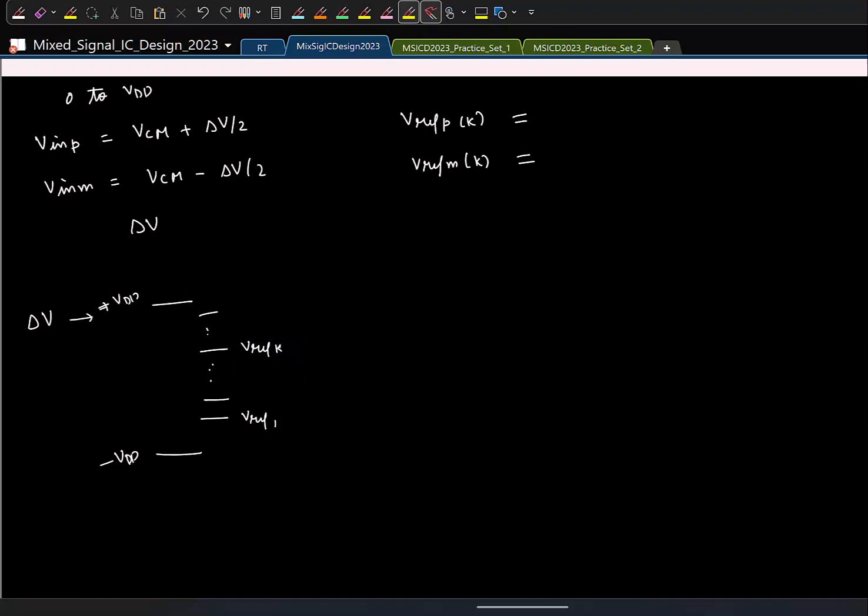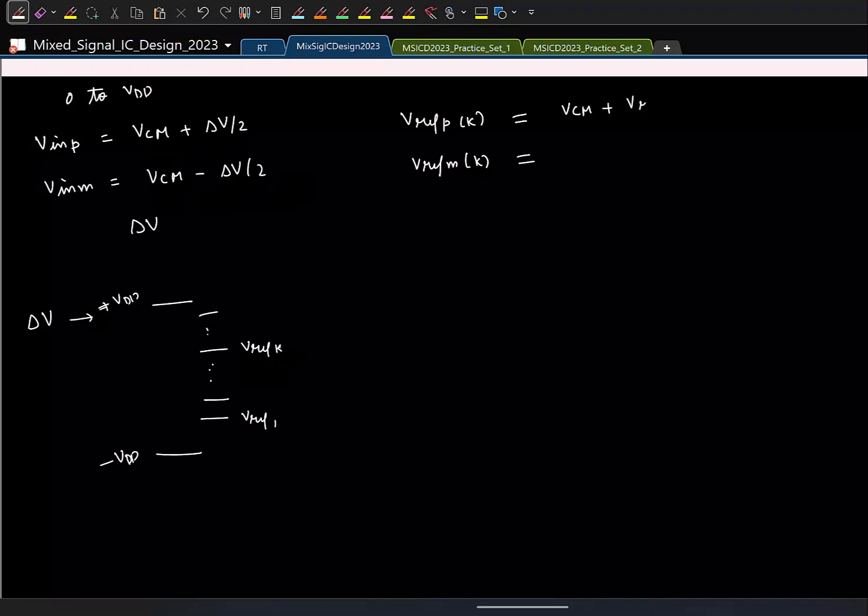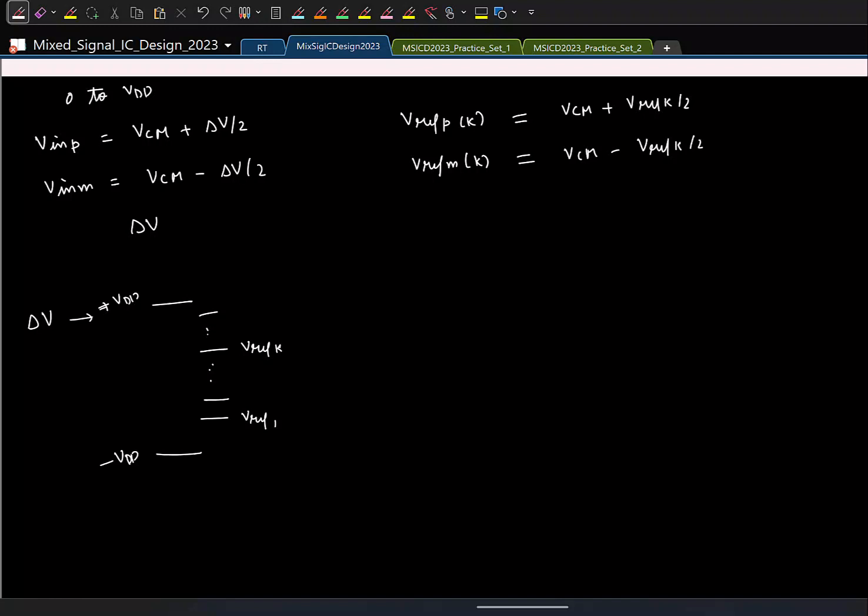Simple logic, right? I have a delta V differential input to convert into two individual outputs. I have a differential reference, some VREF K. How will I split it here? VCM plus VREF K by 2. Fine, that's all. There's nothing more.